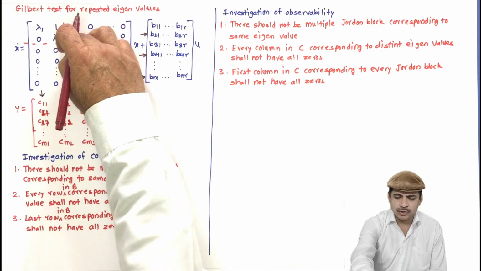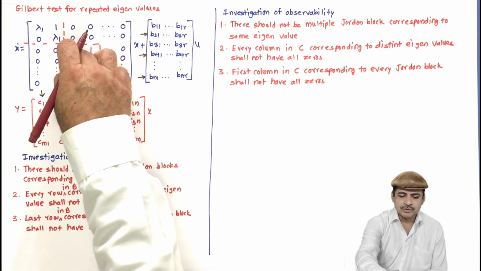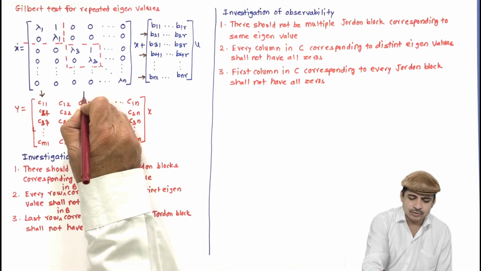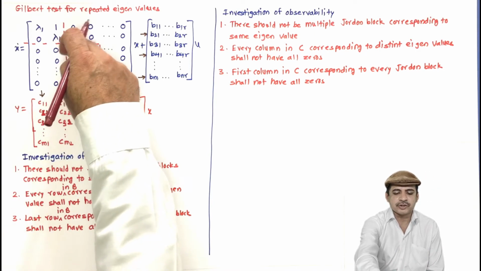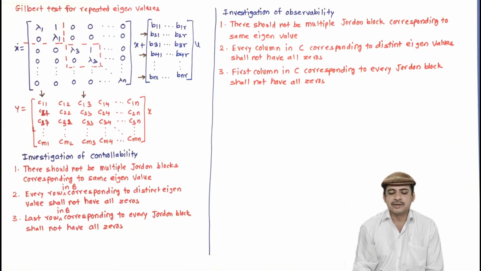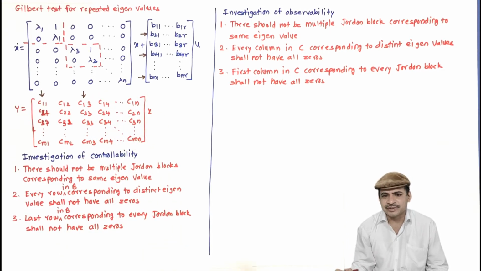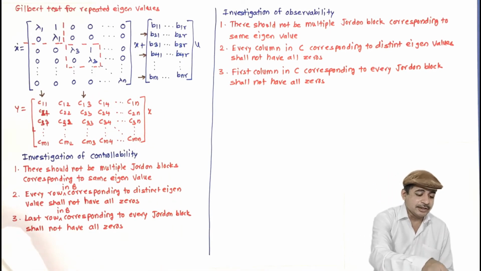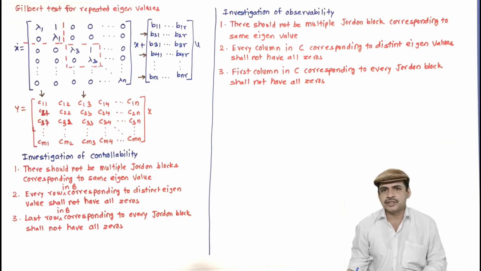Then the second Jordan block is this one. So its first column is the third column. So the third column in matrix C corresponds to the first column of the Jordan block, meaning this third column shall not have all zeros. The fourth column may have. It doesn't make any difference. So this is how we can investigate the controllability and observability for distinct roots.